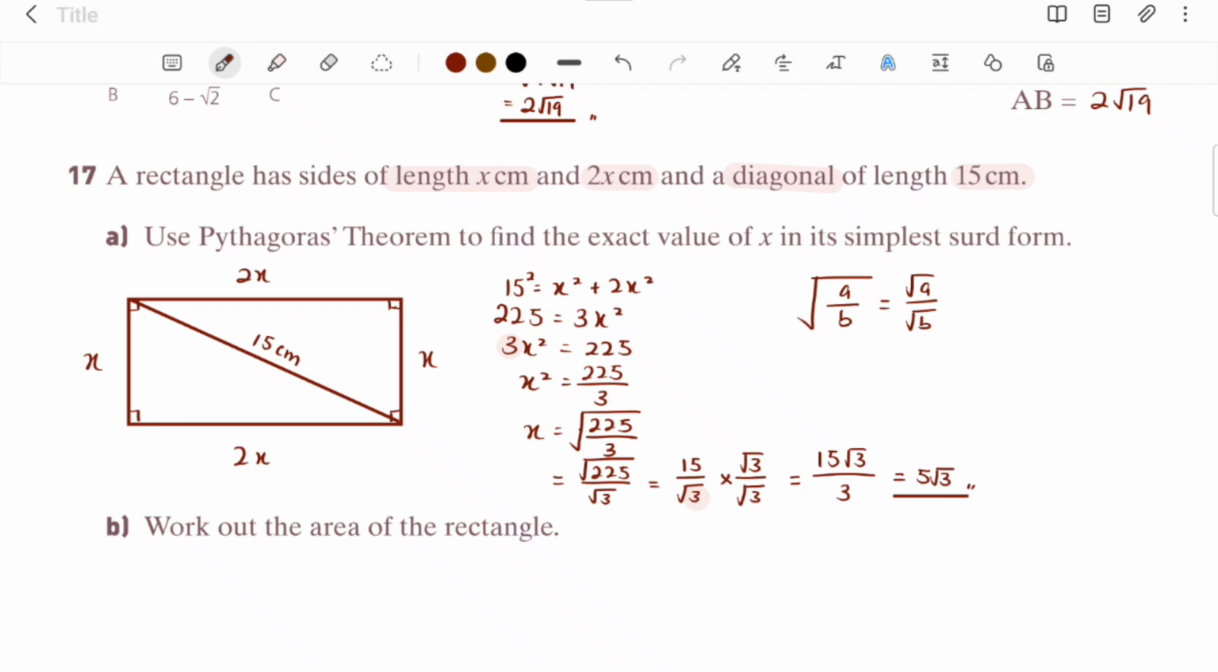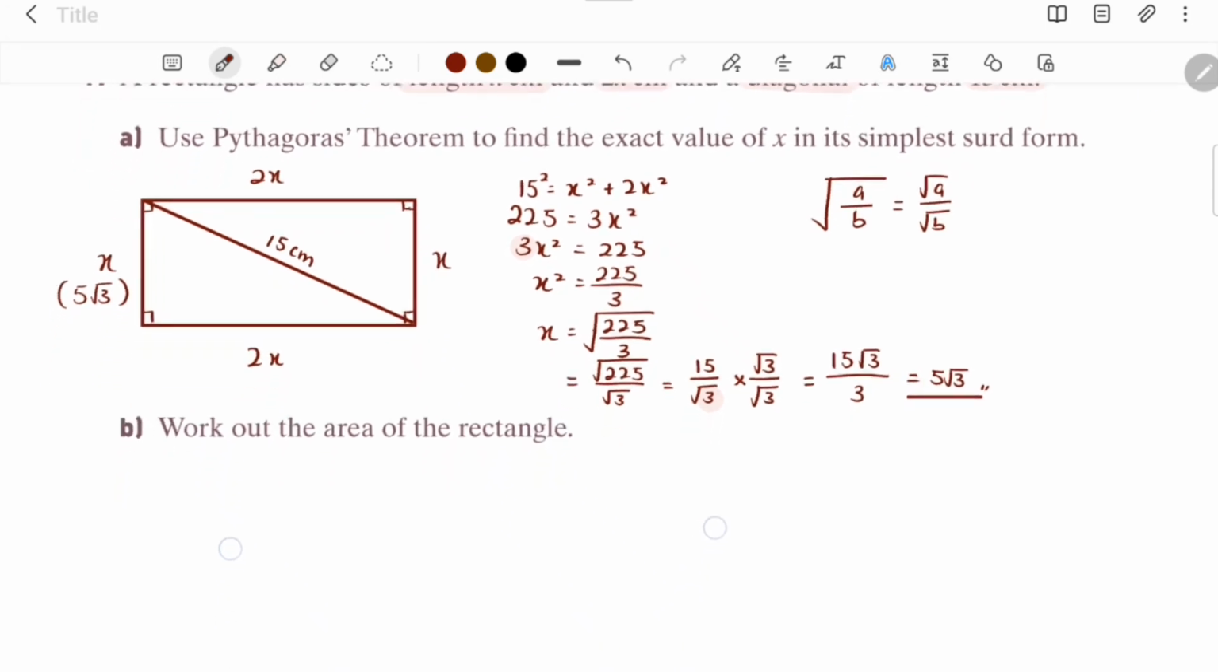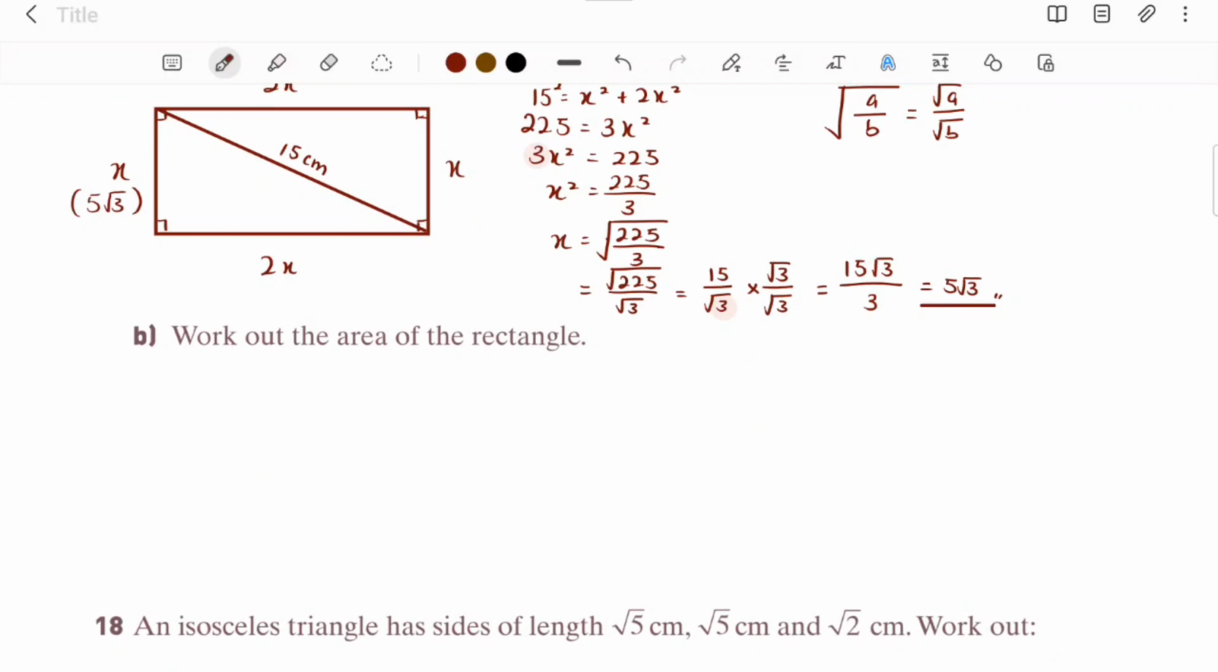Okay, after we know that x is actually equal to 5 surd 3 centimeters, they ask you to work out the area of the rectangle. So the area of a rectangle is the length times width. This one, the length is 2x, and then multiply with the width x. So this one should be 2x squared.